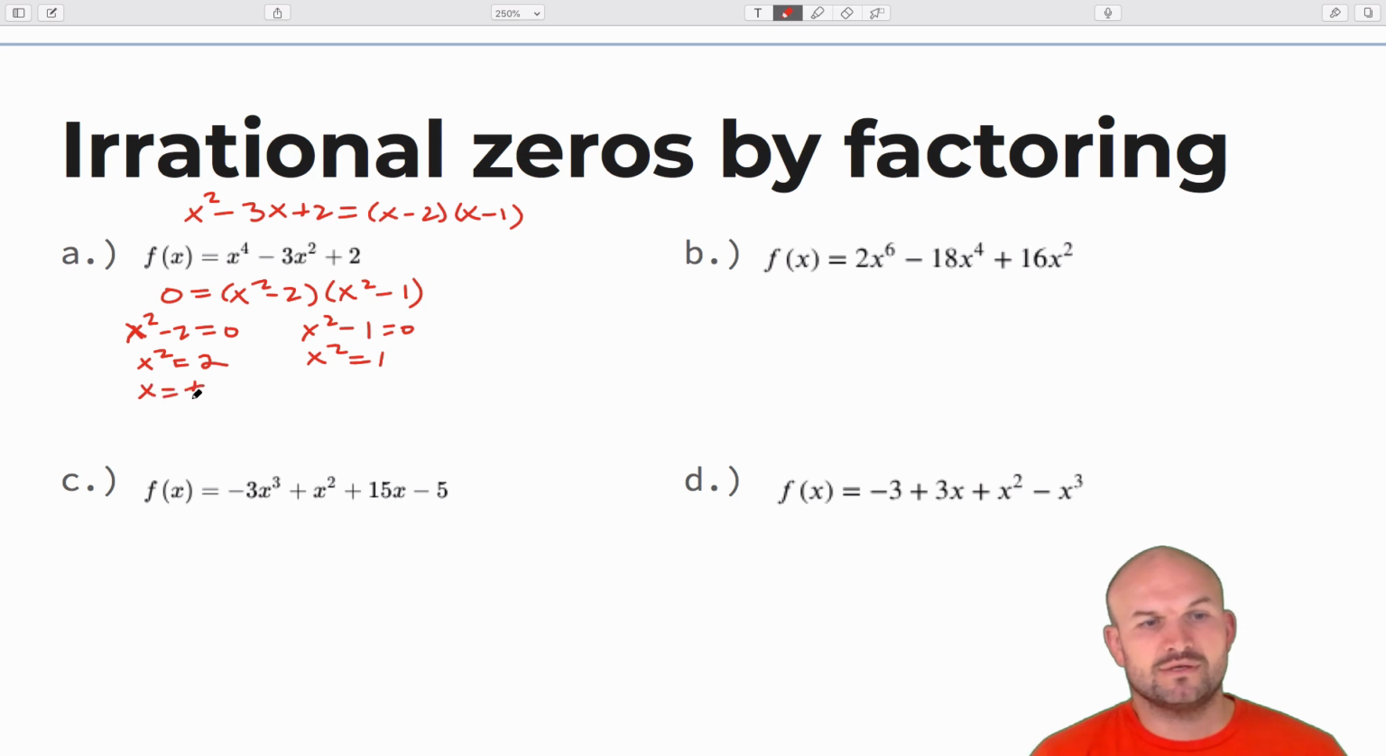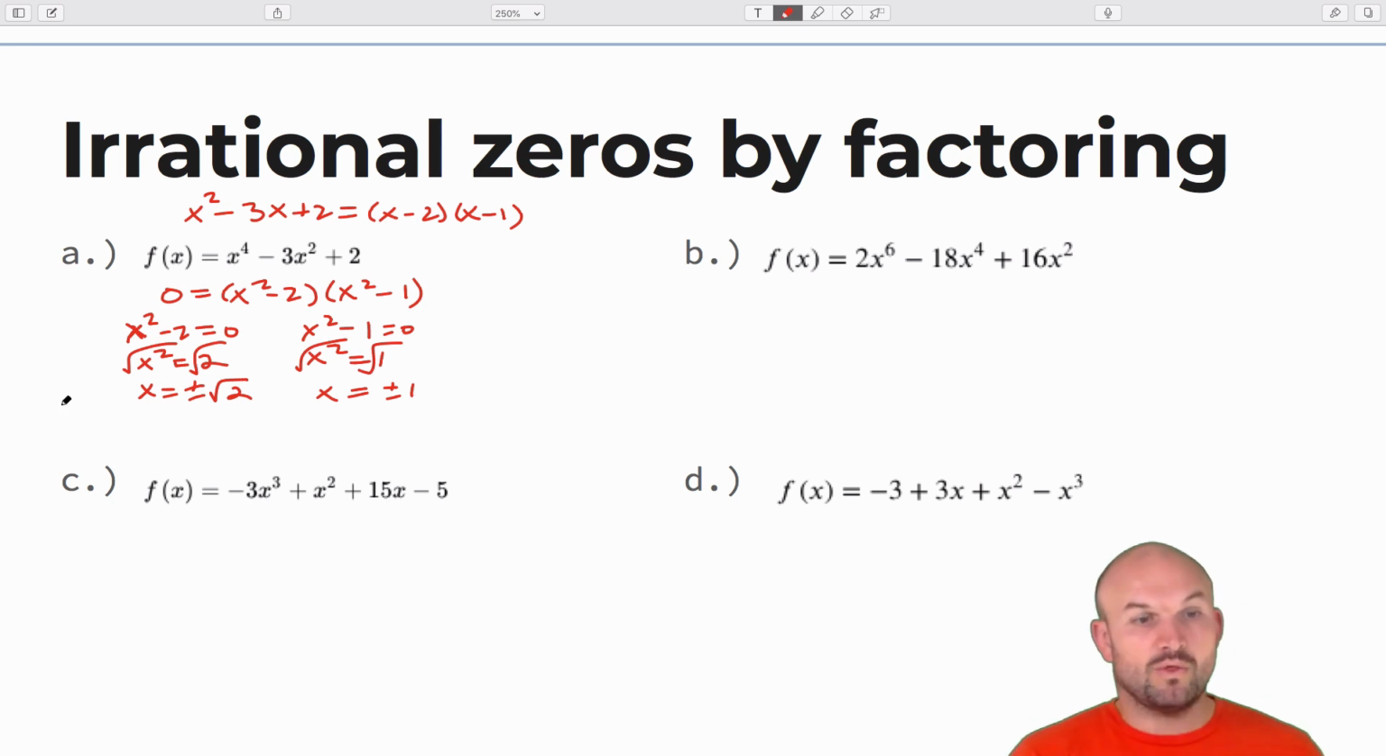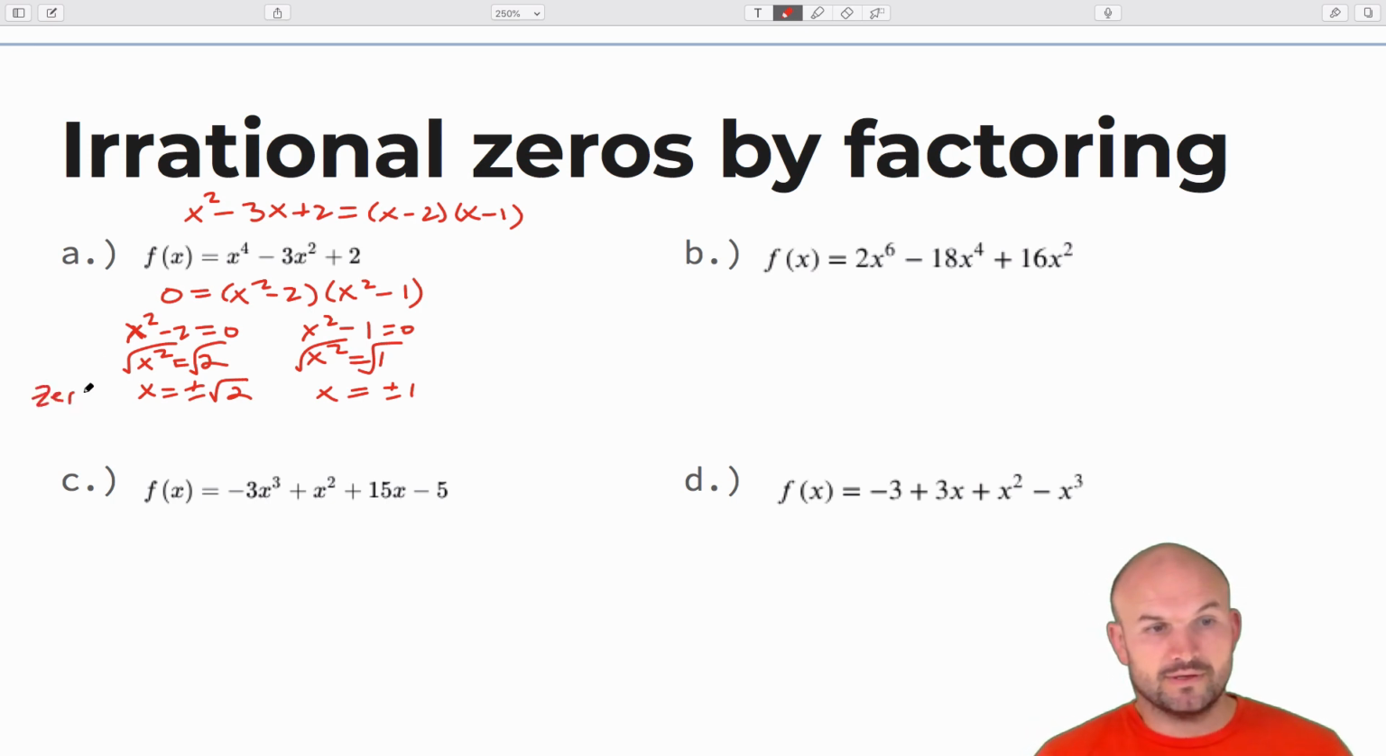x equals plus or minus. Here, I'll just introduce the square root. So x equals plus or minus the square root of 2, and x equals plus or minus 1, because obviously the square root of 1 is 1. So those are my zeros. And then now I can just write those as factors.